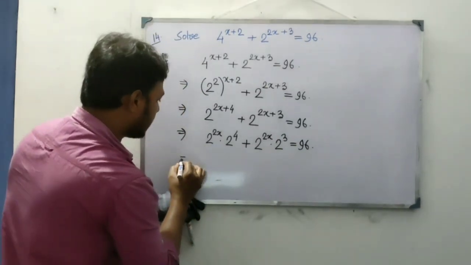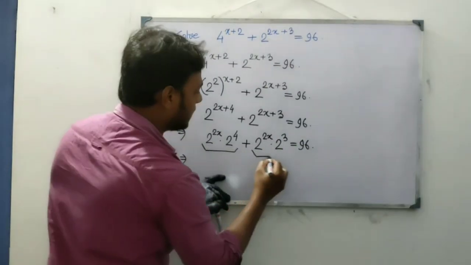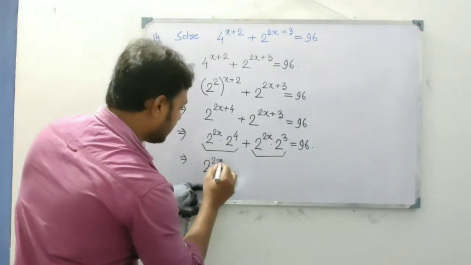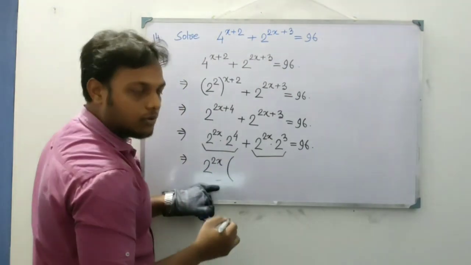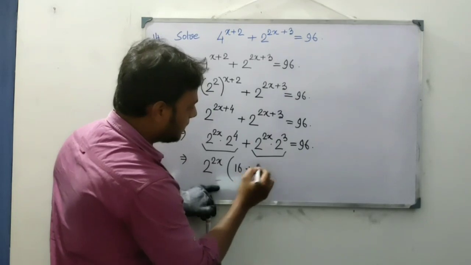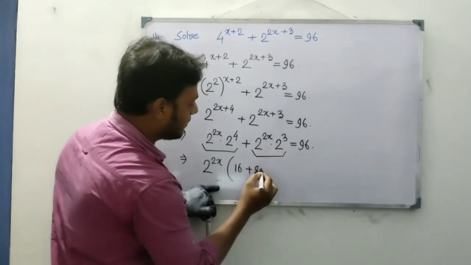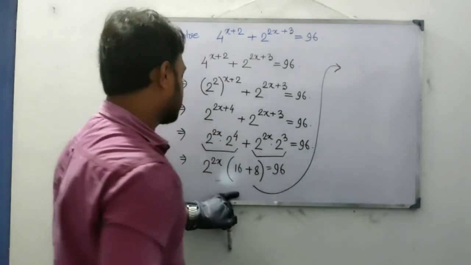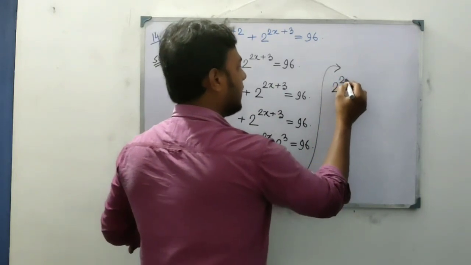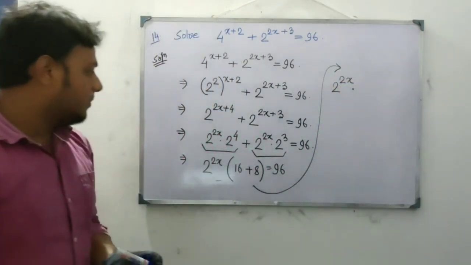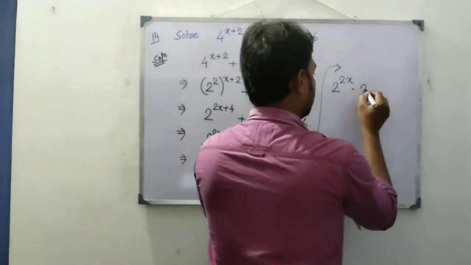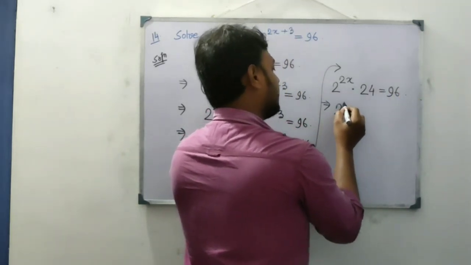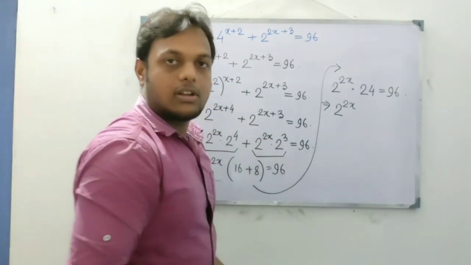Now take common 2 to the power 2x. Since there are two terms, this is one term, this is another term, and in these two terms 2 to the power 2x is present. So take common 2 to the power 2x. Then the first factor will be 2 to the power 4, which means 16, plus 2 cube, which means 8, equals 96. So after this line, our target is to solve for x, so 2 to the power 2x into 16 plus 8, that means 24, equals 96. So this implies we keep the x-related term on this side and consider all the terms on the other side.